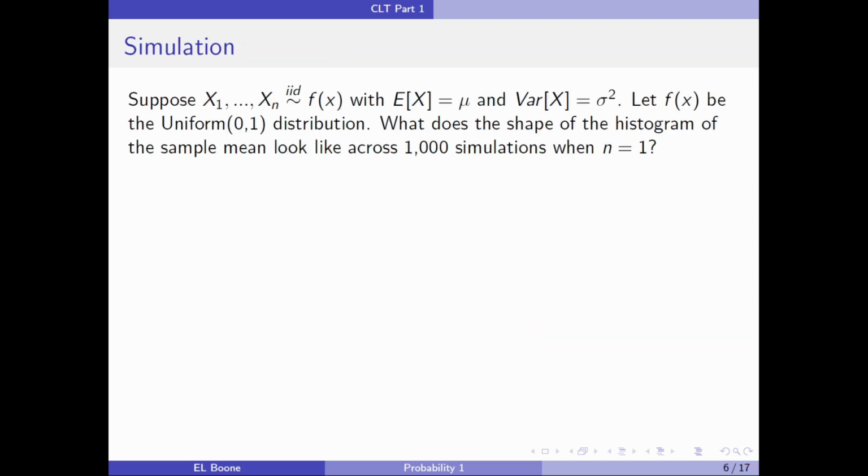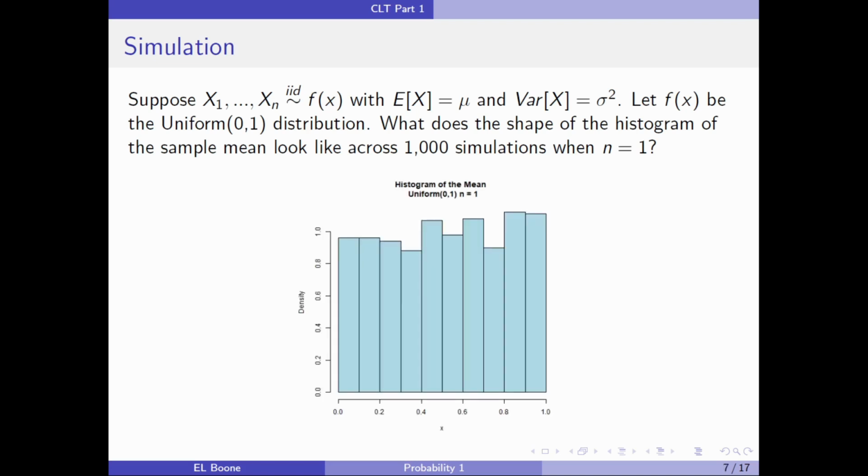I want to see what happens when we change our sample size. So we're going to suppose X1 through Xn are IID f of x, with expected value of X is mu, and the variance of X is sigma squared. I'm going to drop the subscripts on the mu and the sigma squared right now because we know they're the same number and they're on the same random variable. Here we're going to let f of x be the uniform distribution from 0 to 1. So we want to look at what the shape of the histogram of the sample mean looks like if we ran 1,000 simulations with the sample size equal to 1.